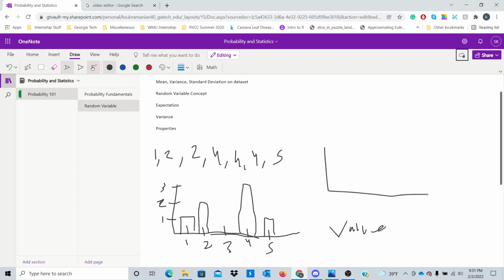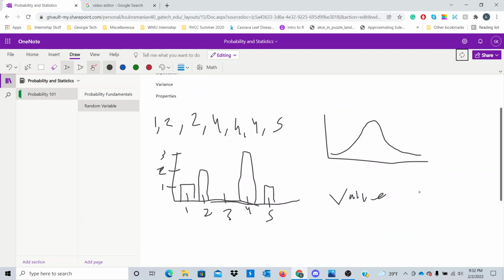Suppose we have some data. This is an example of a symmetric distribution. As you can see, it's pretty symmetric. It looks like the classic bell curve. The bell curve is actually a very important type of distribution that's used a lot in the real world.